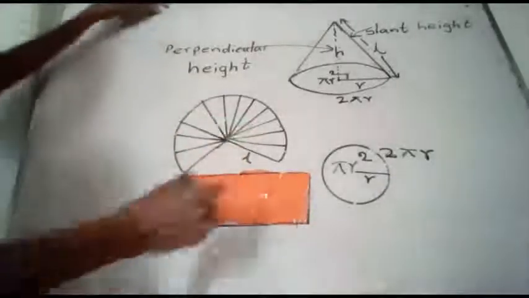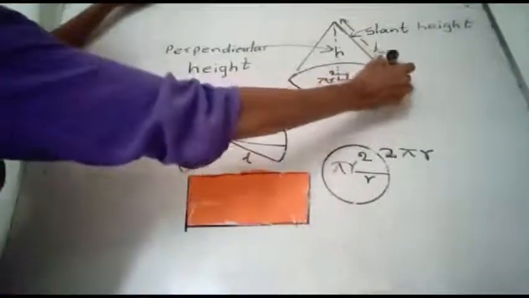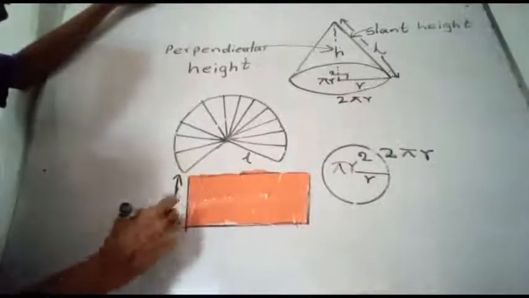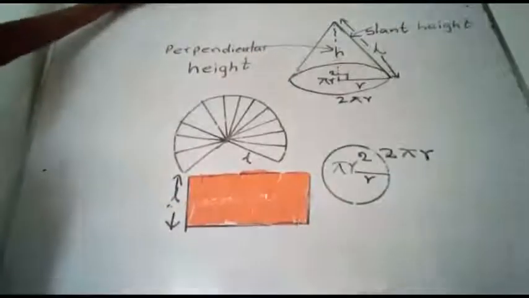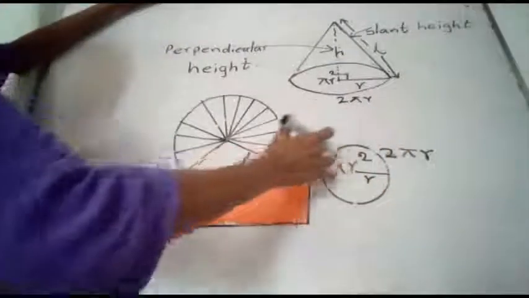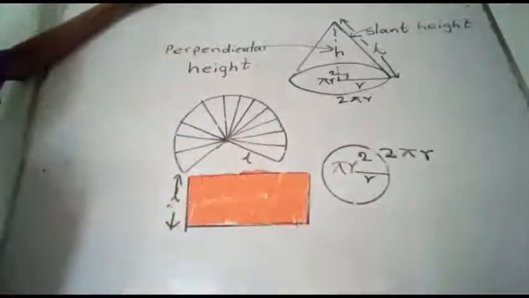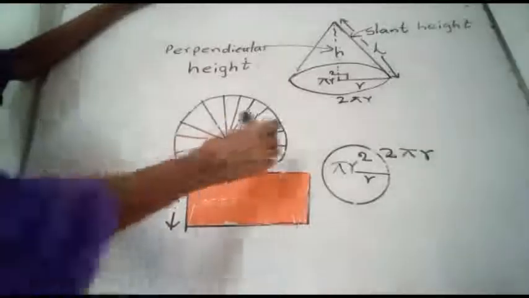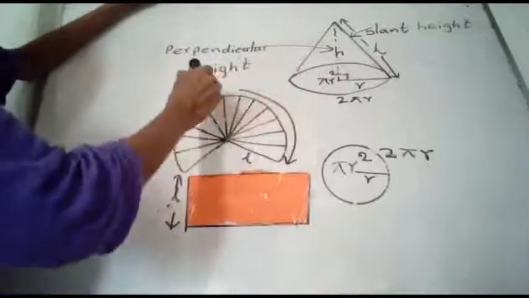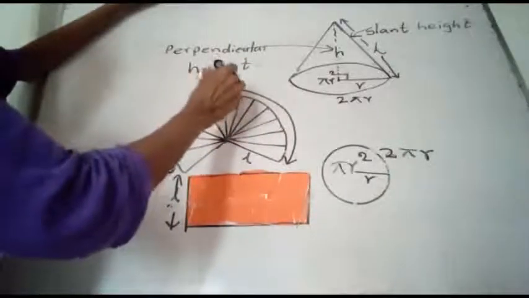The breadth of this rectangle is equal to l, the slant height of the cone, and the length is equal to half of the circumference of this circle, because the length of this arc is equal to πr.